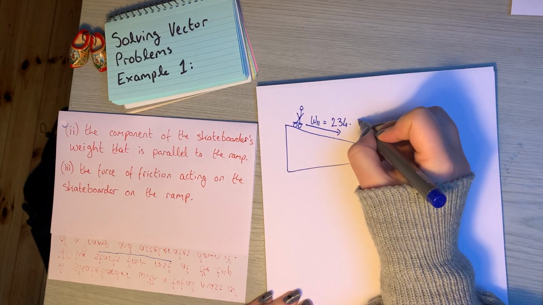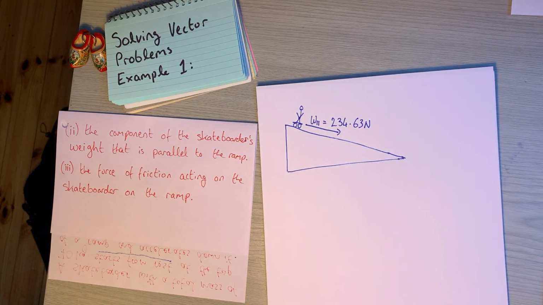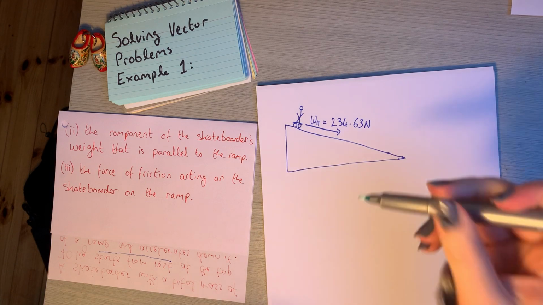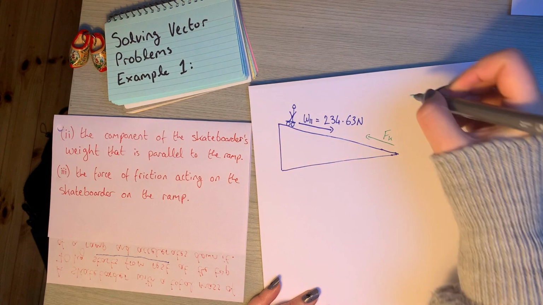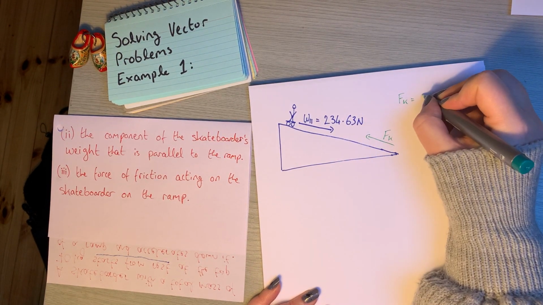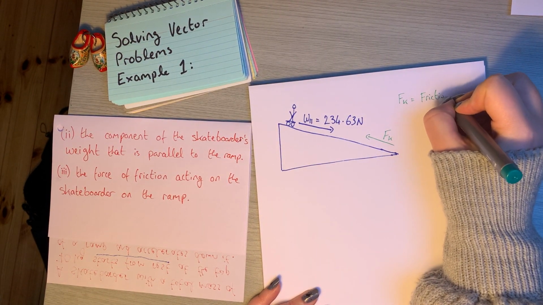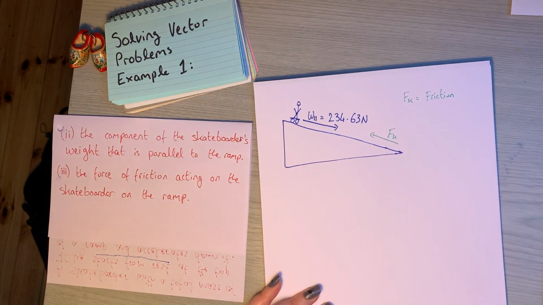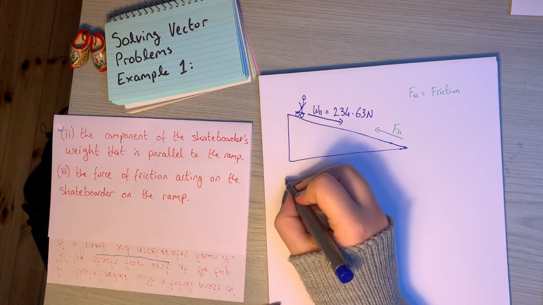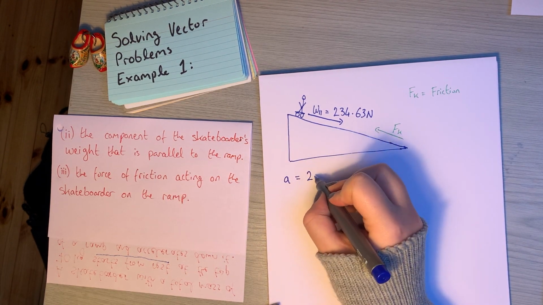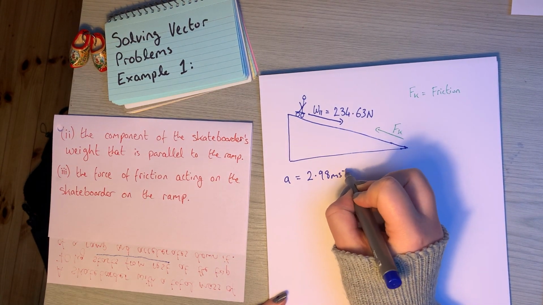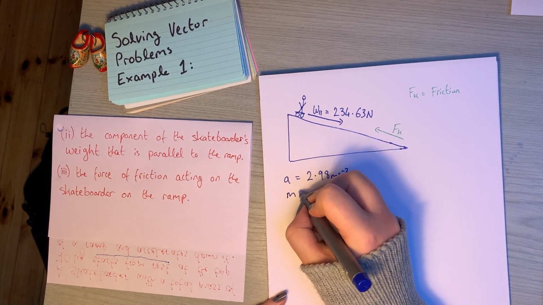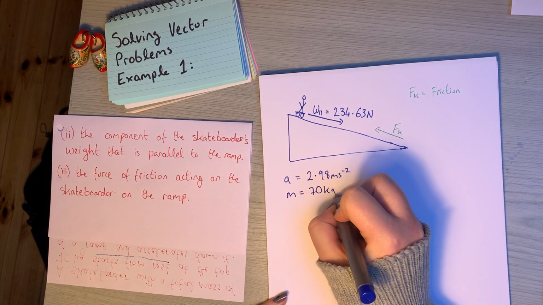234.63 newtons. And now we have to focus on finding the force of friction, which I'm going to call FK, which is acting against him. So earlier on in part one, we discovered that his acceleration was 2.98 meters per second squared. And we know he has a mass of 70 kilograms.